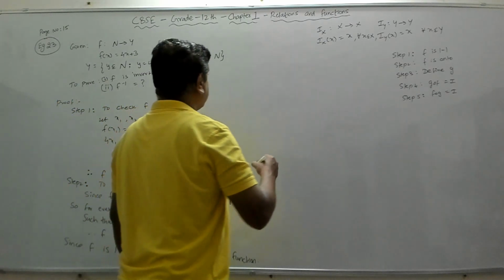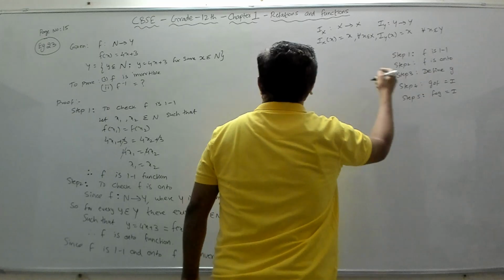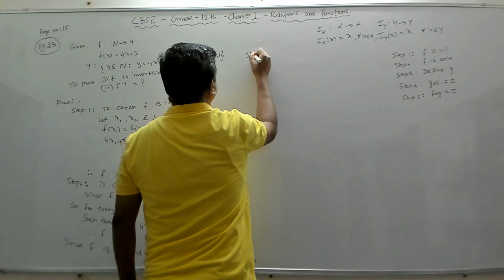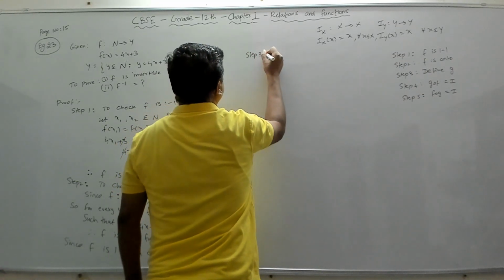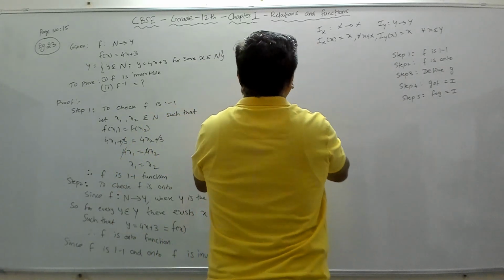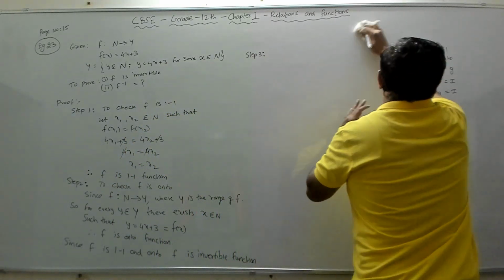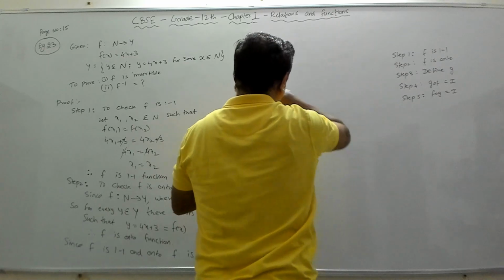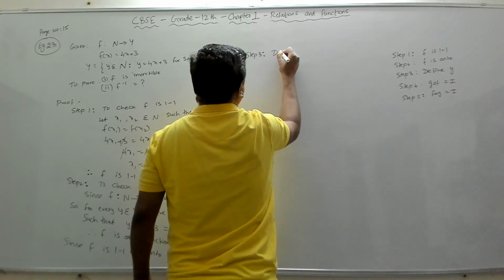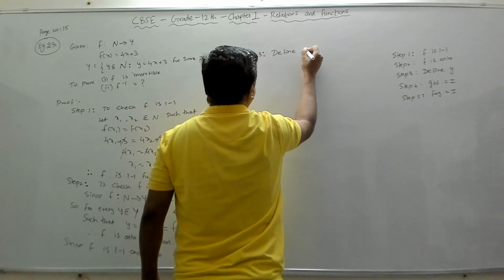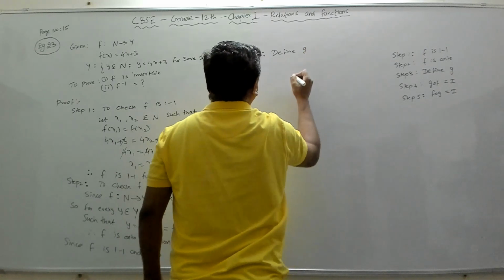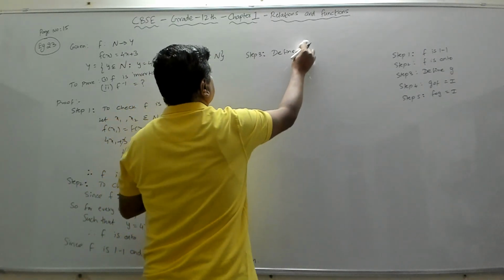Now step 3. Now step 3 is we need to define the function g. So step 3. Step 3 is, I'll erase this. Step 3 is to define g. Define function g.